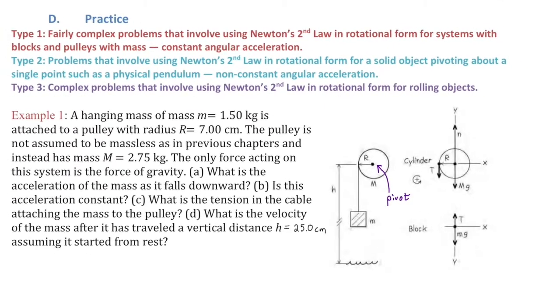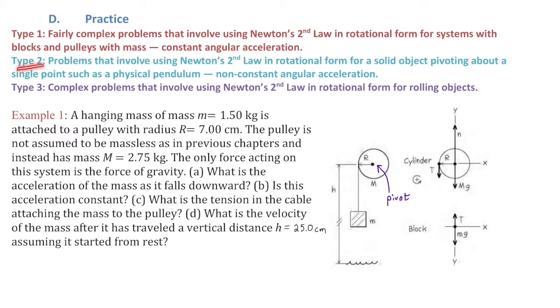So I blocked it out into 3 types of problems. Fairly complex problems that involve using Newton's second law in rotational form for systems with blocks and pulleys with mass. All right, so that's pulleys with mass. And that's in contrast to every pulley we've seen up until this section, because we've always assumed our pulleys are massless. Okay, so that is going to be a difference. And I have an example that I think will really show it's a very similar looking problem, but now with that new added reality. Okay? And those are constant angular acceleration problems.